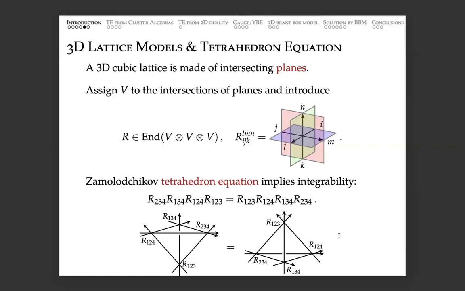And this tetrahedron equation implies 3-dimensional integrability. Okay, so what is the tetrahedron equation? Instead of the 2-dimensional case where you had 3 lines intersecting in a plane, here in the tetrahedron equation, you have 4 planes intersecting in 3-dimensional space.